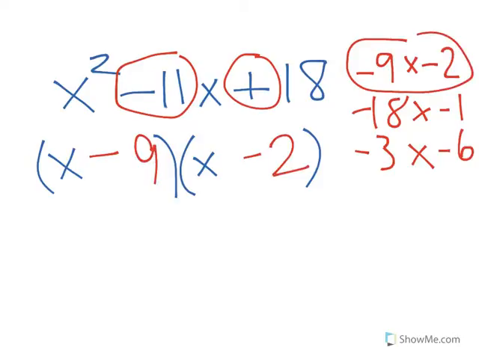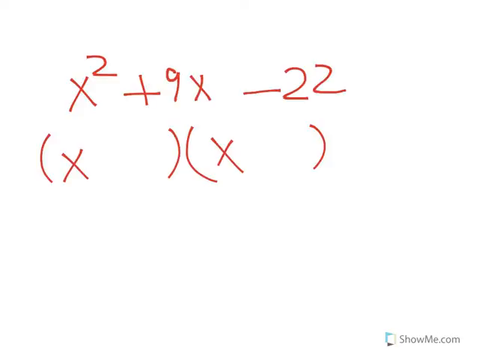Let's try another one here. So here's another one. Pause it for a second if you want to try and figure it out yourself. So x squared plus 9x minus 22. So pause for a second. Okay, let's try it now.